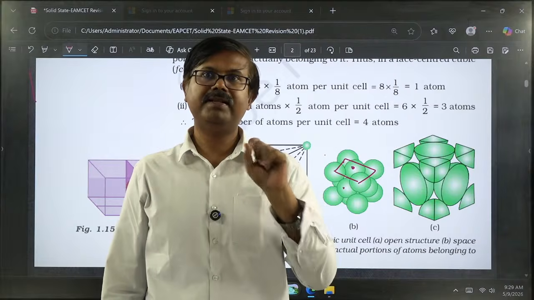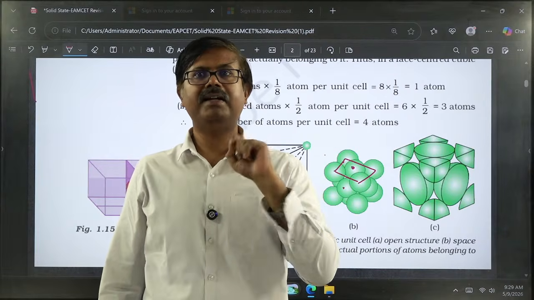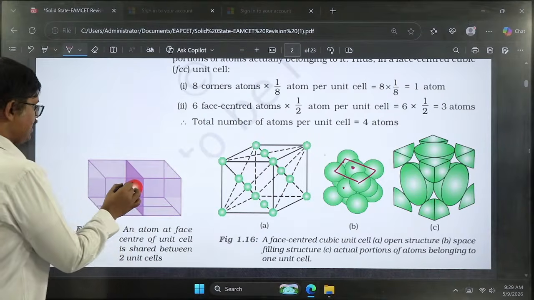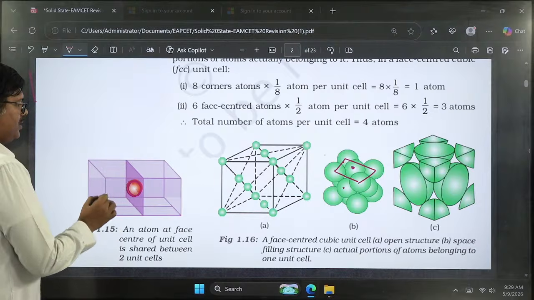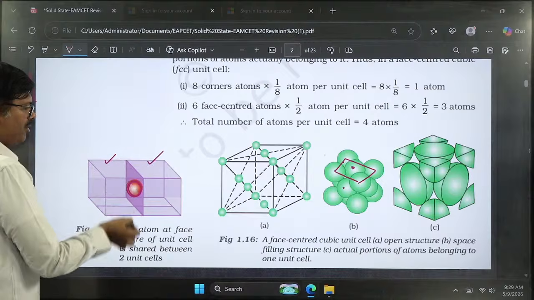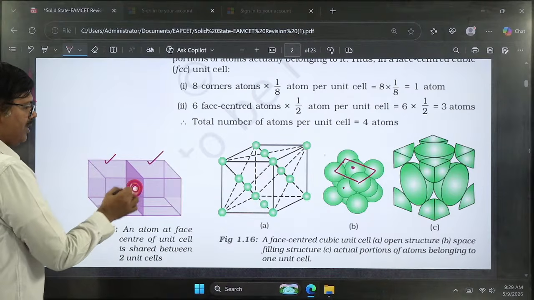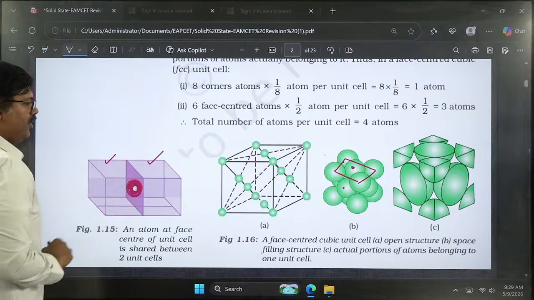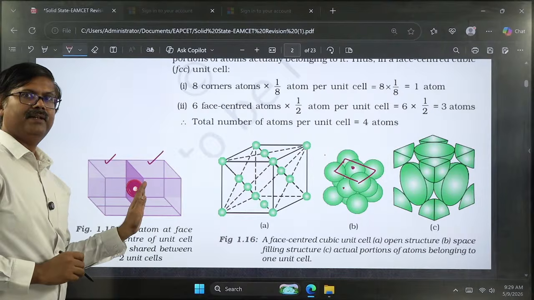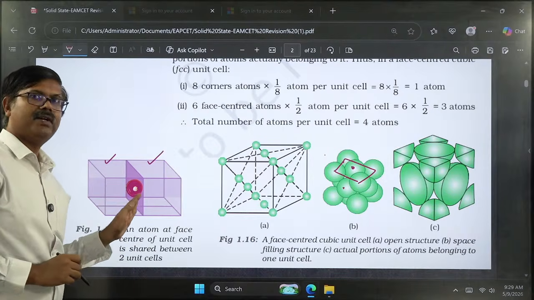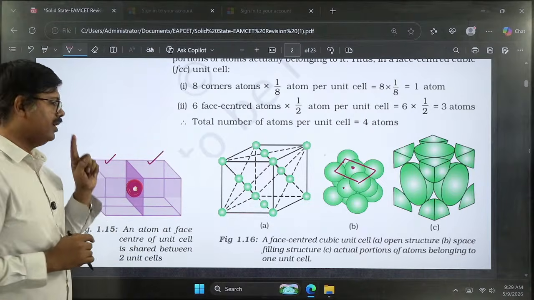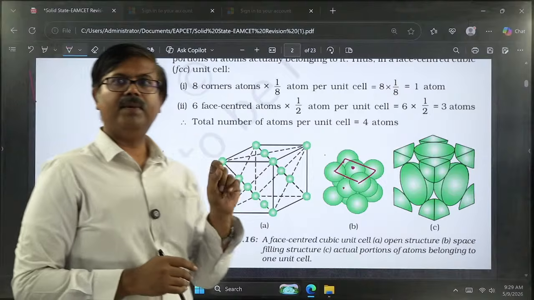And what about the face center contribution? Imagine there is a wall. Let's say this is the face center atom. This is the 1st unit cell, this is the 2nd unit cell. For both of them, this is a common wall, a common face, and at the center of the face there is an atom. Now, this atom is shared between 2 adjacent unit cells. So, per unit cell, its contribution is half. Half here, half here. So, each face center contribution is 1 by 2.